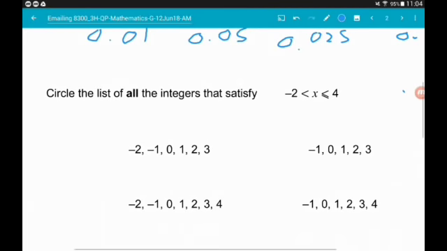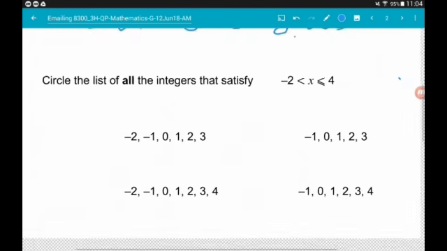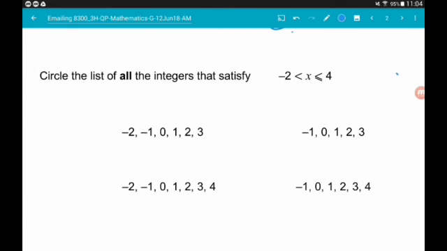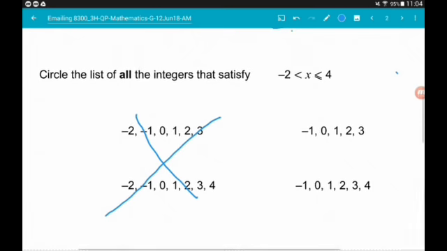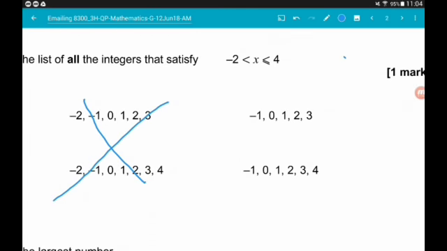Question 2 wants us to circle the list of integers satisfying the inequality x is strictly bigger than -2 and less than or equal to 4. So x is not allowed to equal -2 straight away. Those two can go bye-bye. Now x is allowed to equal +4. So we don't want this top guy, we want this bottom right guy.